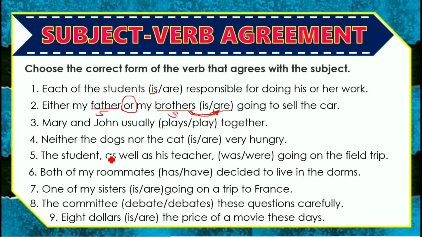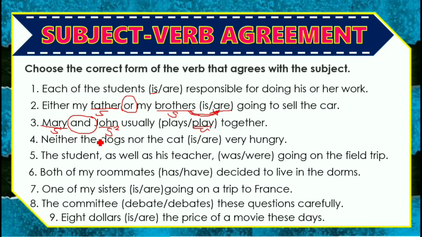Number 3. Mary and John usually play together. Now what is your answer? And the correct answer is play. Now you have a compound subject, meaning you have two subjects, Mary, another subject, John. So subject 1 and subject 2 combined by a coordinating conjunction and. So you have two subjects, therefore it is plural, and you need to use a plural verb.